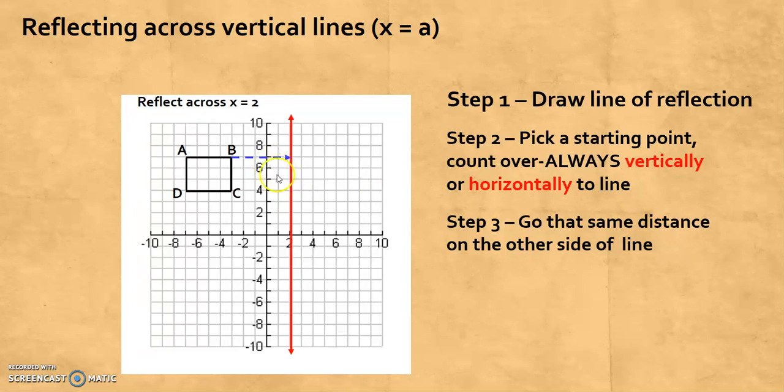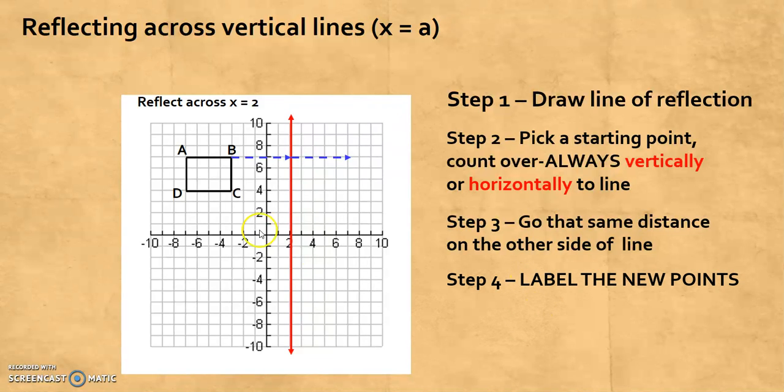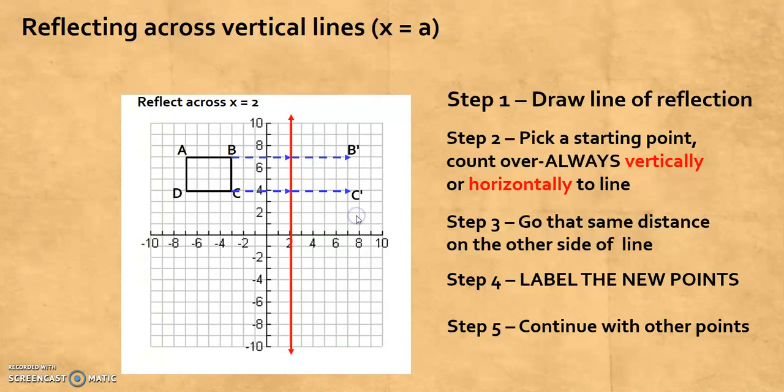Step 3, go the same distance on the other side of the line. We're reflecting over to the other side. Label the new points, and you continue with the other points. And so you can see that when we reflect, it preserves distance, so it kind of gets flipped over the line.